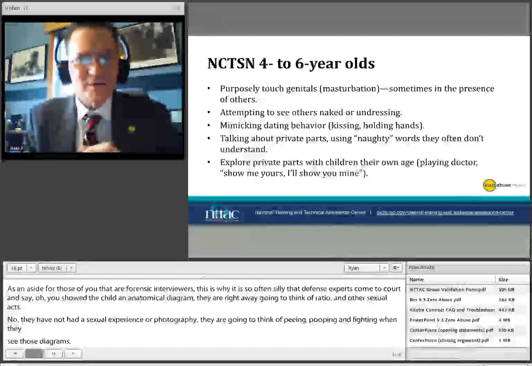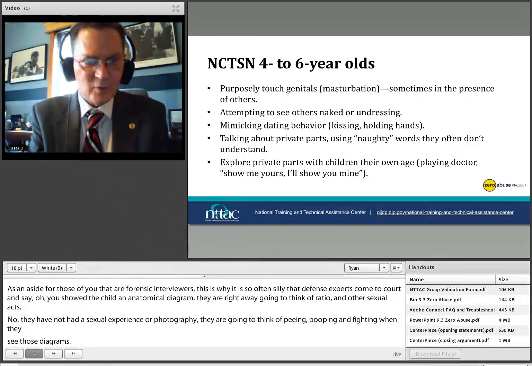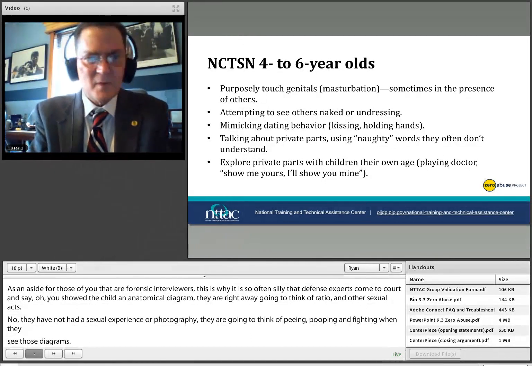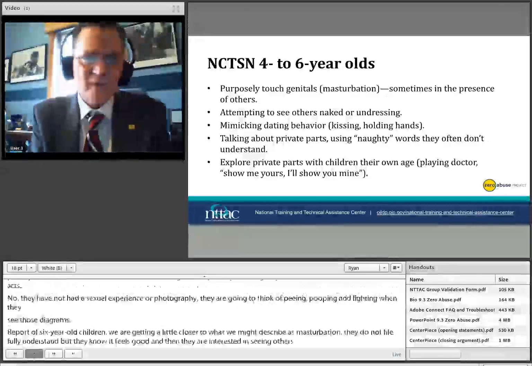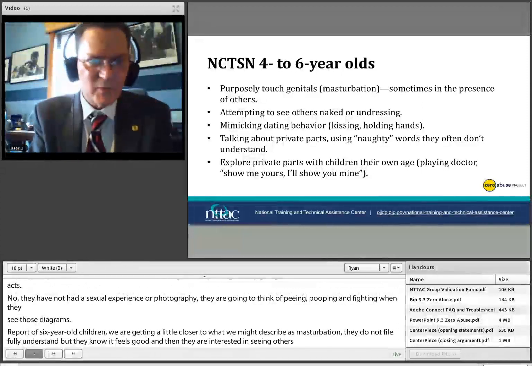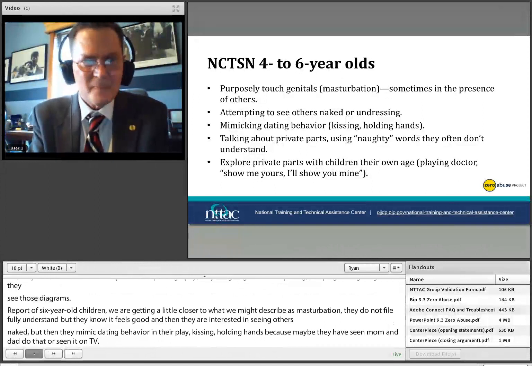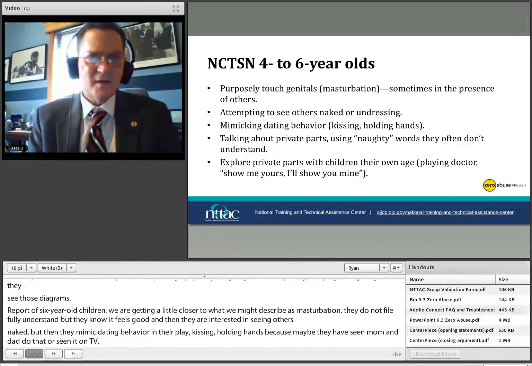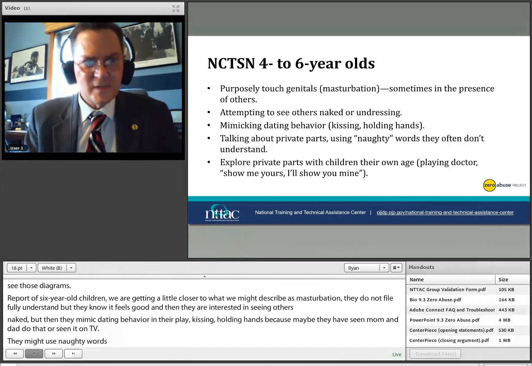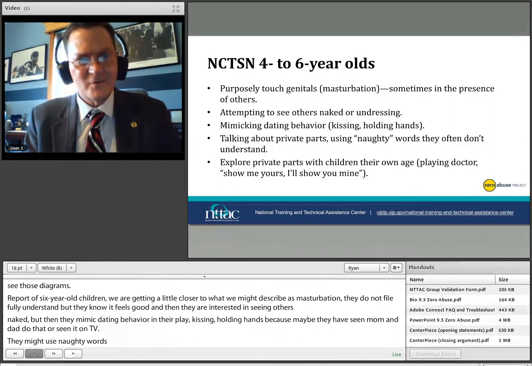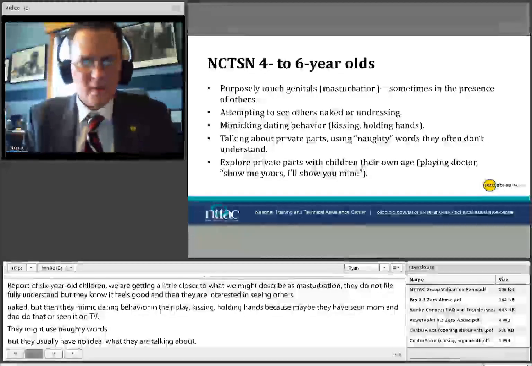For 4 to 6-year-old children, the National Childhood Traumatic Stress Network says now we're getting a little closer to what we might describe as masturbation. They don't fully understand it, but they know it feels good. And they're interested in seeing others naked. They may mimic dating behavior in their play, kissing, holding hands, because maybe they've seen mom and dad do that or seen it on TV. They might use naughty words, but they usually have no idea what they're talking about. It's just something they picked up on TV or heard someone say.